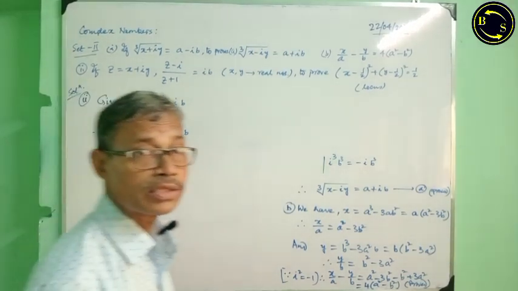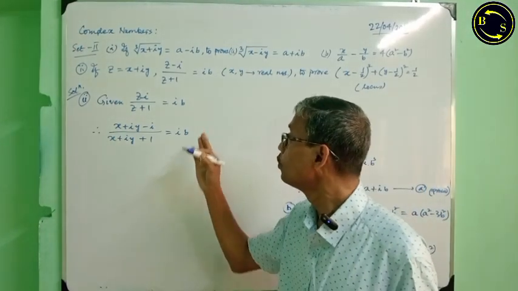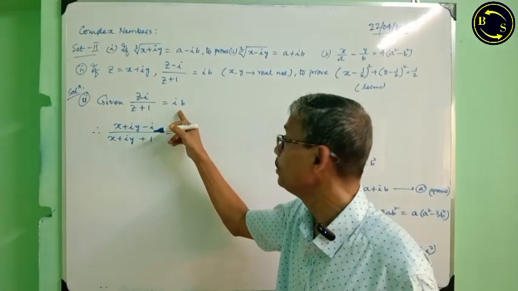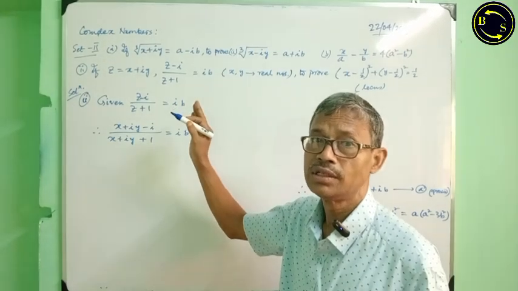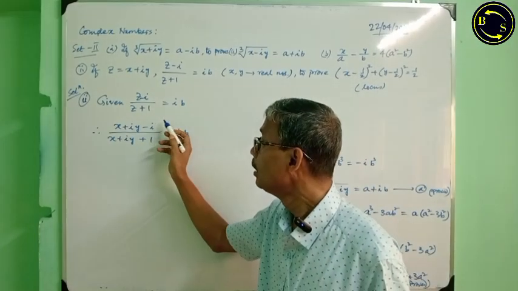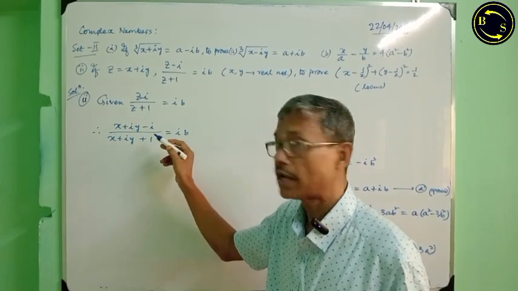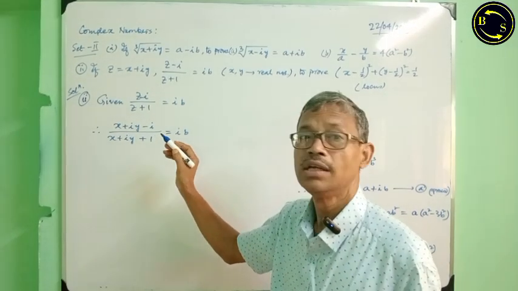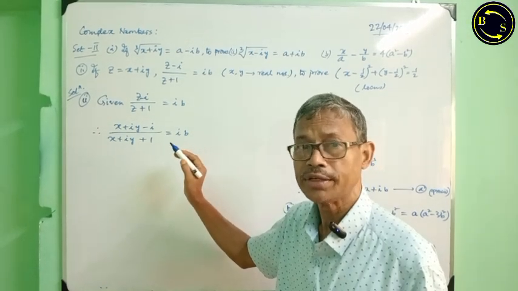Also, students, learners, you note the other thing, ib. That means there is no real part. That means the simplified value of this fraction or expression will be imaginary. Keep this in mind.